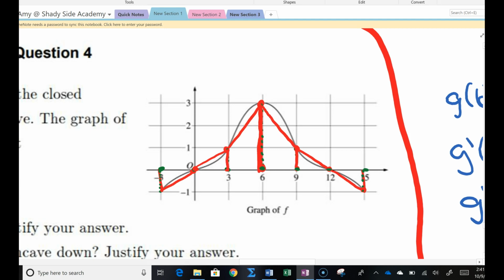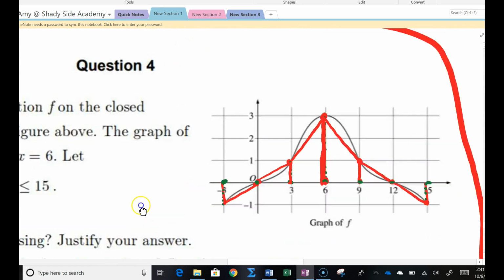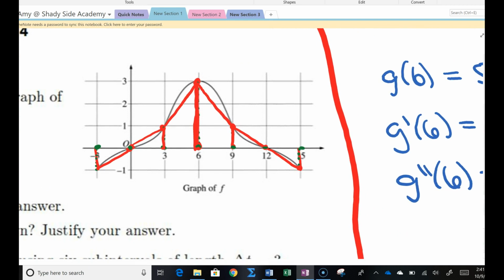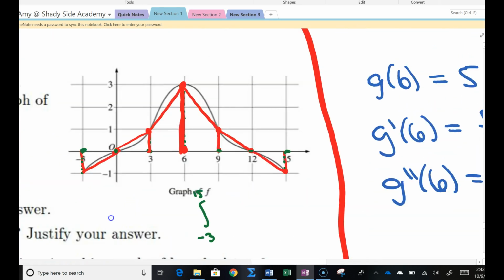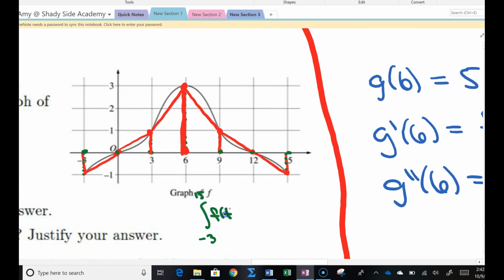Okay. So the areas of these, now let's take a look at this for a minute. Let's take a look at what it's asking us to do. Approximate, okay, so we have to do this work over here. We have to approximate the definite integral from -3 to 15 of f of t dt, which is approximately equal to what? Using 6 subintervals and using trapezoidal approximations.